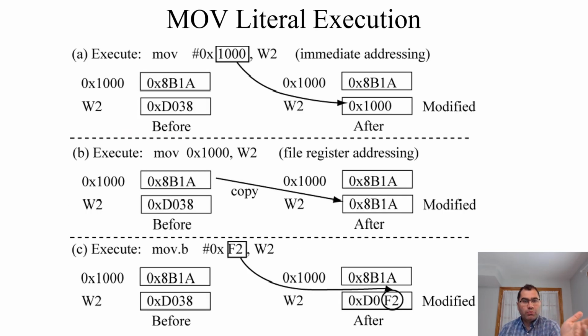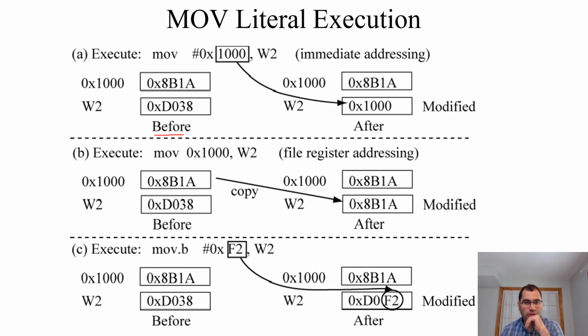Okay, here are a few more examples. For this one, execute move $0x1000 again to W2. This is called immediate addressing. This is before executing this instruction, and this is after.